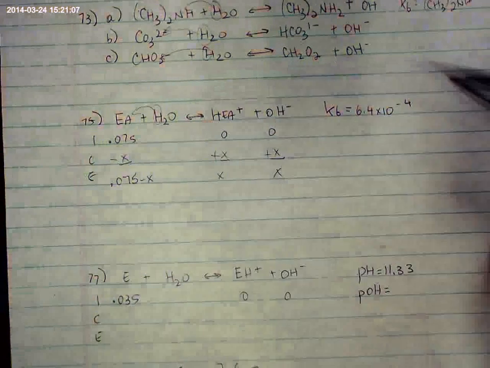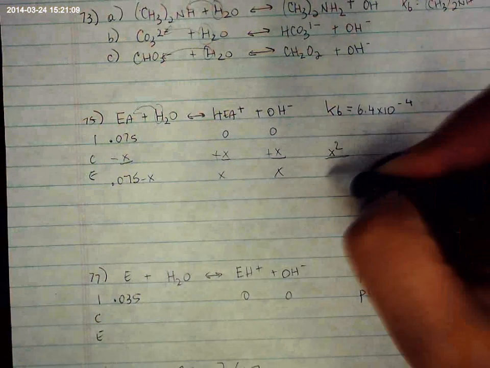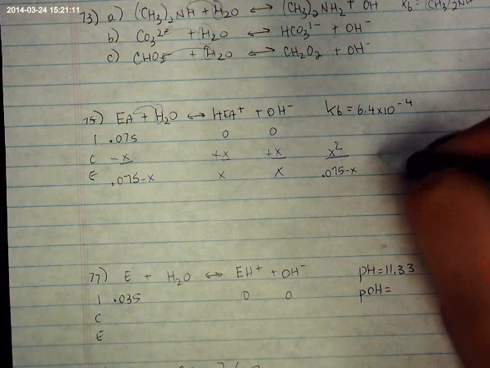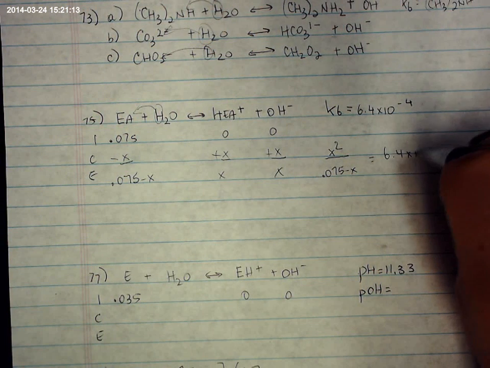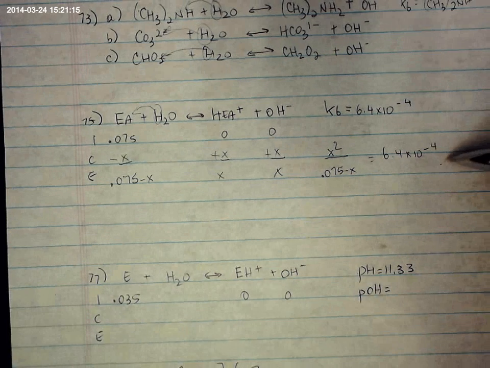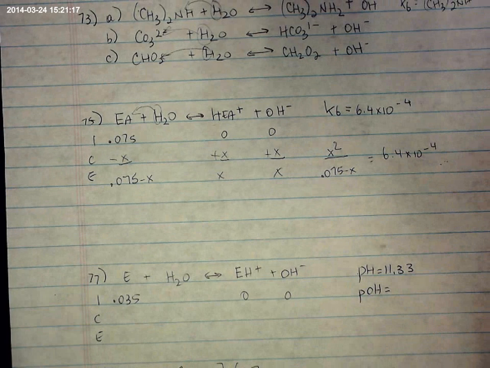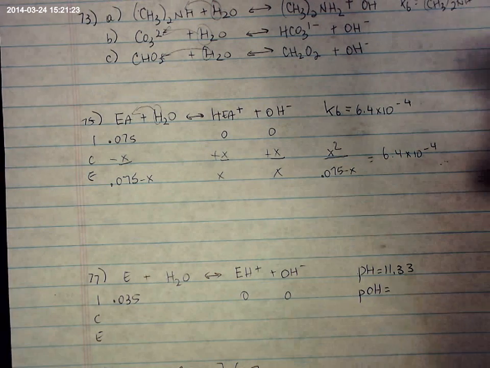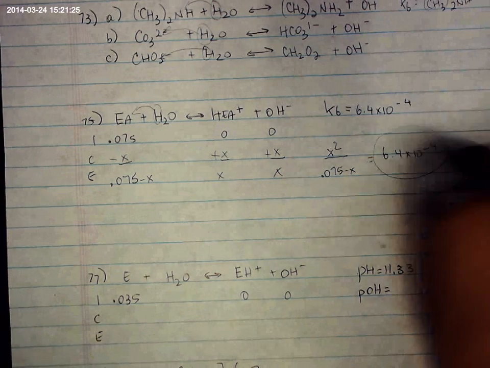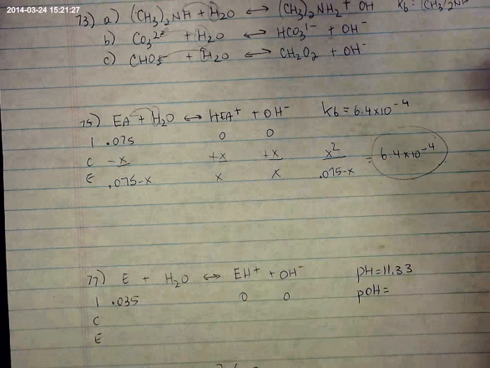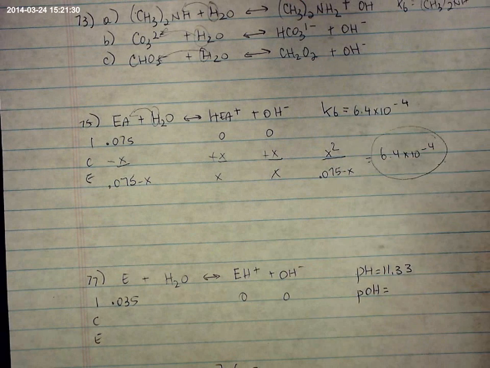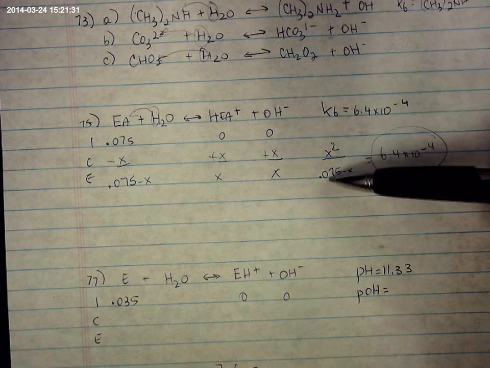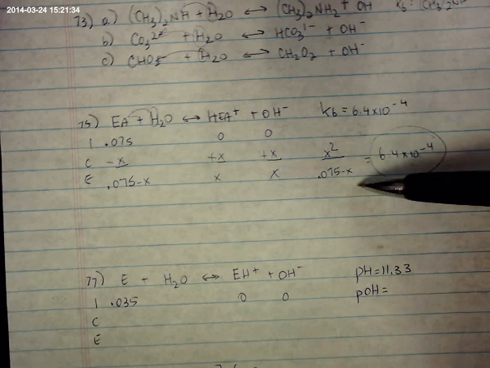If I want to figure out what X is, I'm going to have to do X squared over 0.075 minus X is equal to 6.4 times 10 to the negative fourth. And just like in question number, let's see, which one was this? 63, we are not going to be able to apply the 5% rule because that K value is too big. So you're going to have to actually solve for X using the quadratic formula.